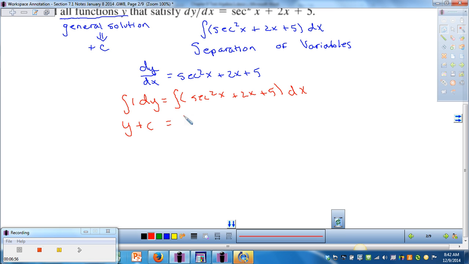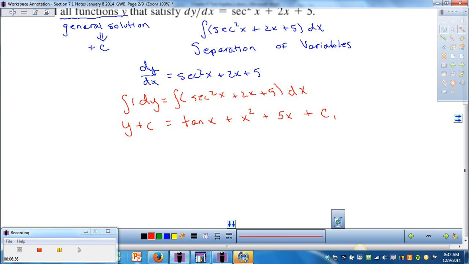What do we get? Tangent x, thank you for that. I need that a little louder. Tangent x plus x squared plus 5x. Now we have a c on the left and a c on the right, so I'm going to call this one c1.